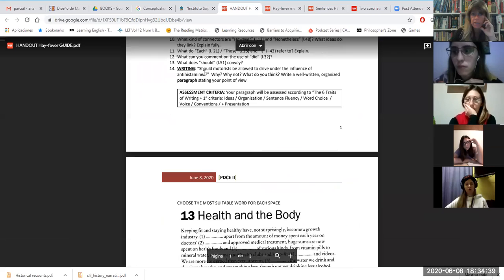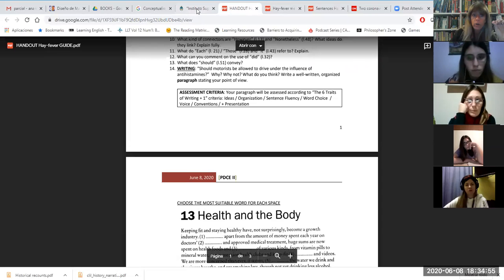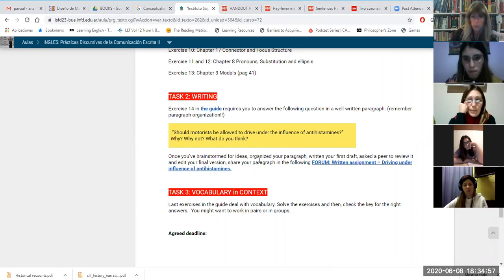And here it says, should motorists be allowed to drive under the influence of antihistamines? Why or why not? What do you think? Write a well-written, organized paragraph stating your point of view. So what are you going to do here? You're going to write a paragraph trying to answer these questions, and this is an opinion paragraph.